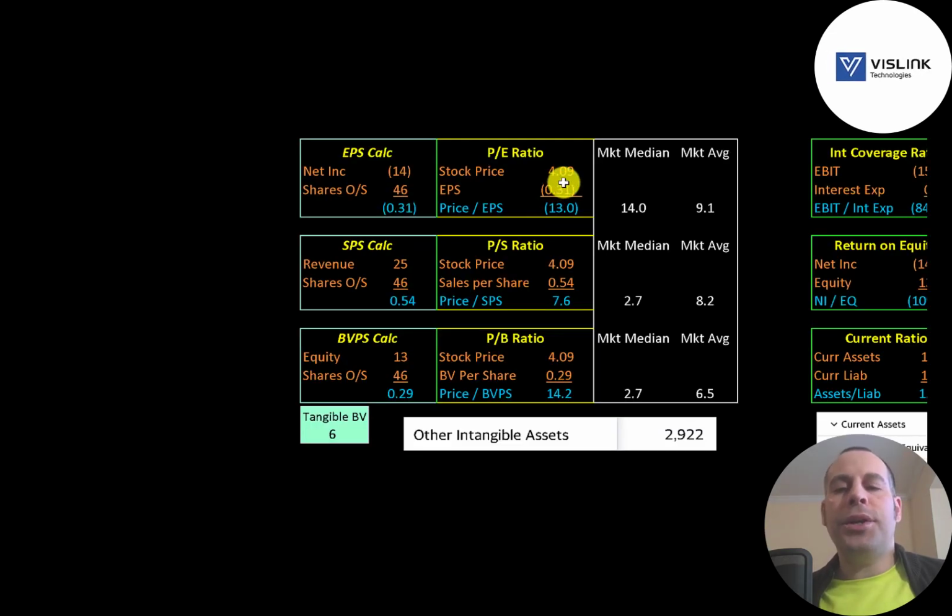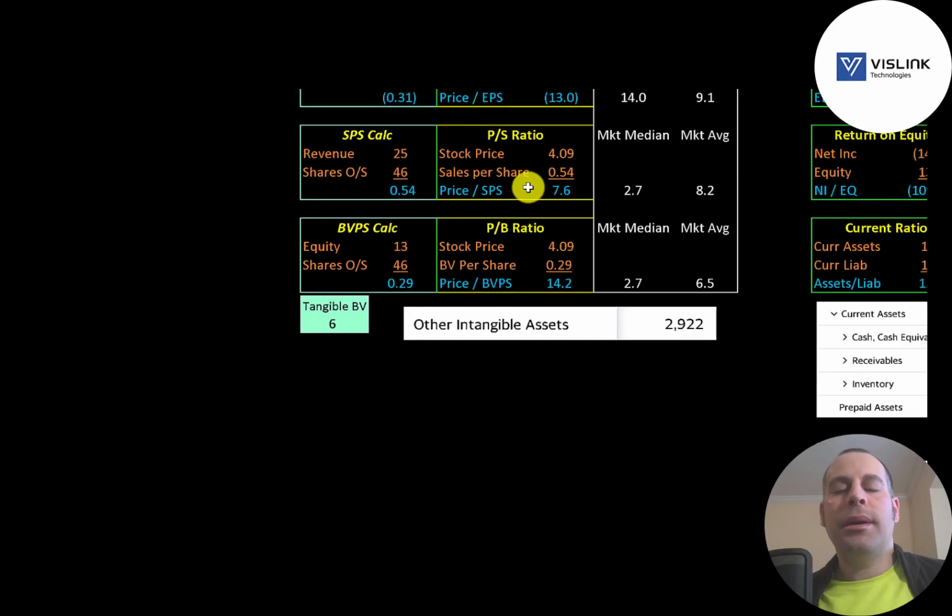Let's look at their financial ratios. The average PE in the market is 9, the median is 14. PE is stock price over earnings per share. To calculate earnings per share, that's net income over shares outstanding. They have negative net income, so they have negative PE. When a company has negative PE, you look to the price to sales ratio. Price to sales is stock price over sales per share. They're at 7.6, so investors are paying $7.60 for $1 of sales.